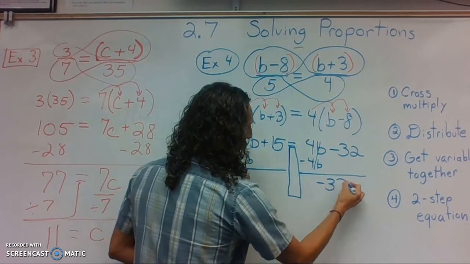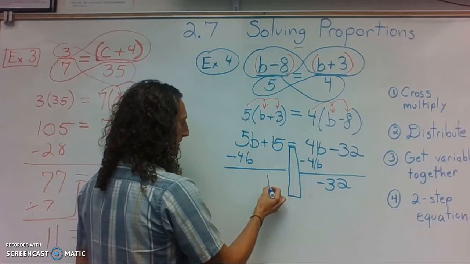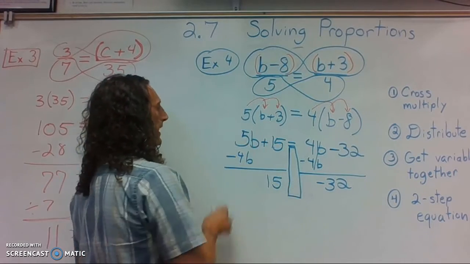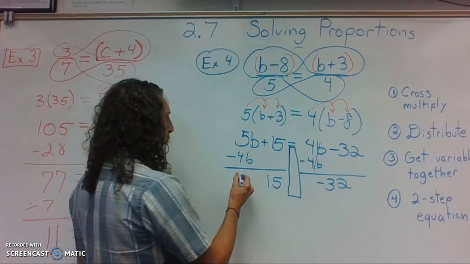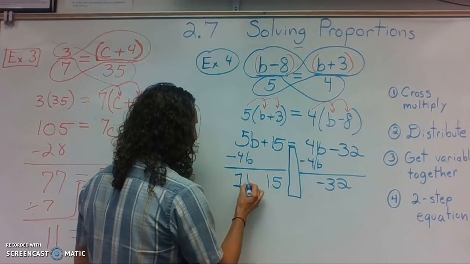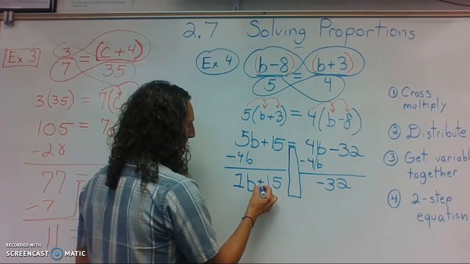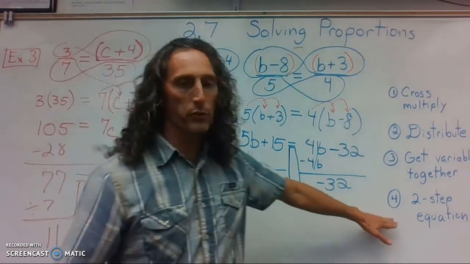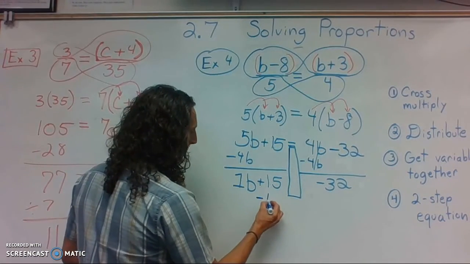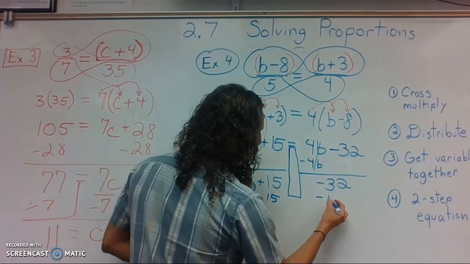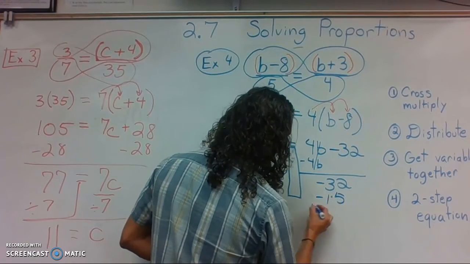The negative 32 drops down. This 15 drops down. And then I put the family members together. 5 minus 4 is 1b. Remember, that was a plus 15. And now I just have a 2-step equation, and I'm going to solve. So I'm going to go minus the 15, minus the 15.